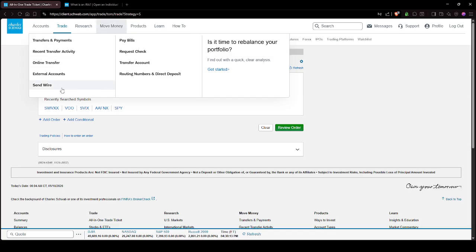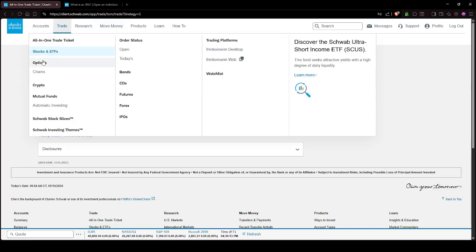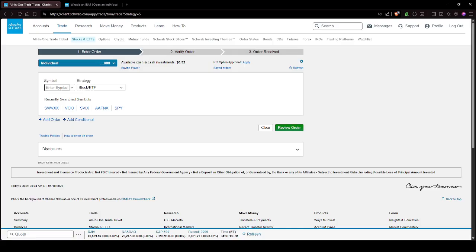After your funds are deposited, navigate to the investment section of the Schwab platform. Here, you can search for the Schwab S&P 500 Index Fund, commonly referred to as SWPPX. Examine the fund's details, such as expense ratio and historical performance, to ensure it aligns with your investment goals.